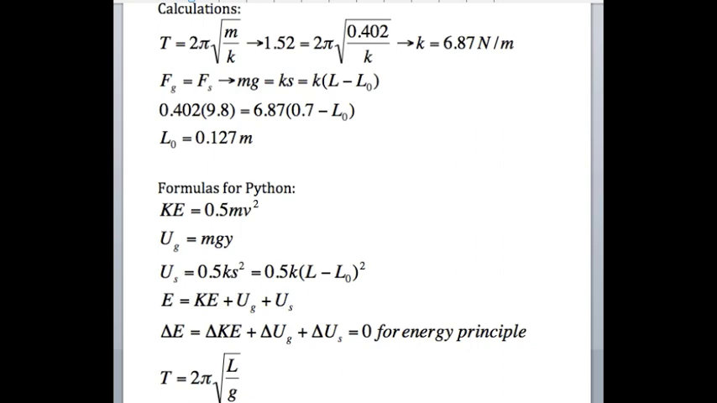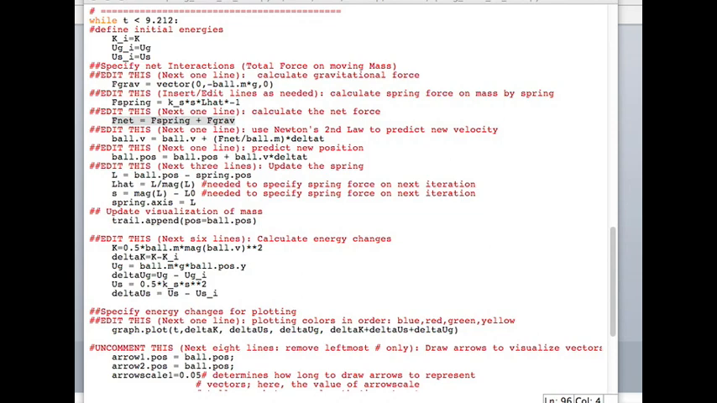The system energies are then solved for using the equations KE equals 0.5 mv squared, Ug equals mgy, and Us equals 0.5 ks squared, with E equaling KE plus Ug plus Us, and E is the total energy of the system. Calculated using the spring force, including the spring force using Hooke's law and the force of gravity, the net force is found by adding both of them. The initial energies are found as well.